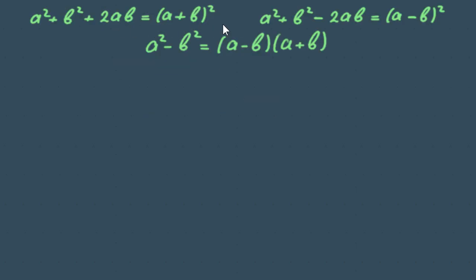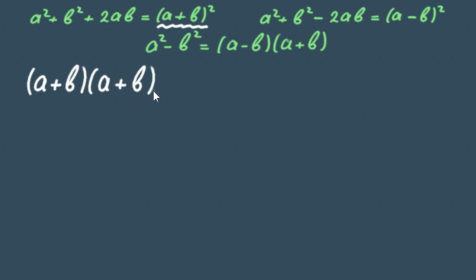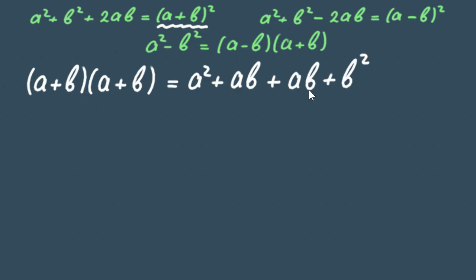I will write these three formulas on top so that they are always in front of your eyes, and let's check them. Let's start with the square of the sum. I will write this sum in a square as a product of two identical brackets. I multiply A by A and A by B. Then I multiply B by A and B by B. The sum of two identical factors is equal to twice the product of these factors.